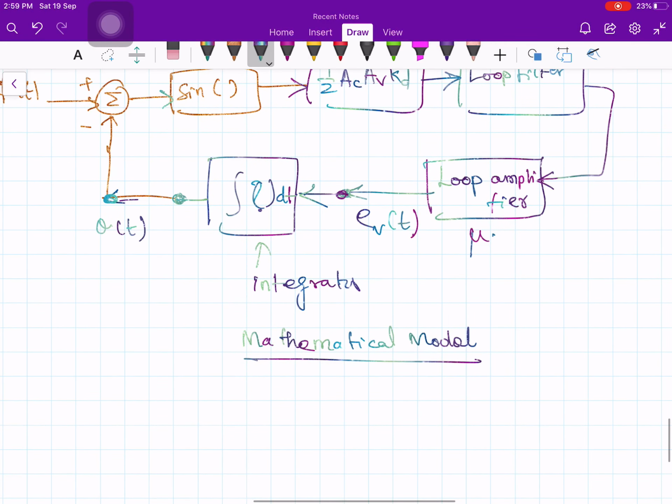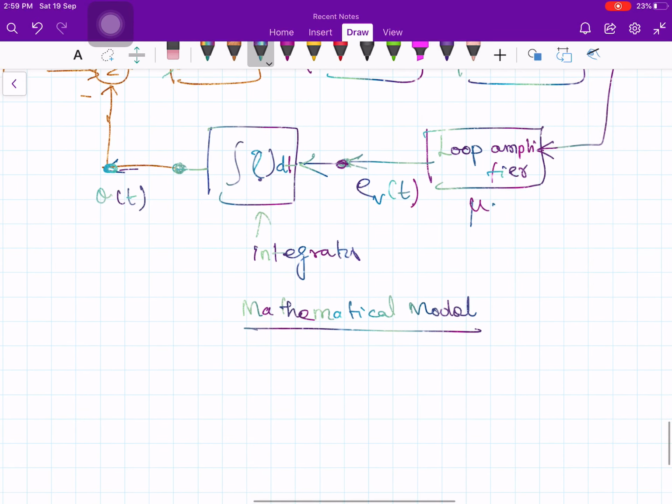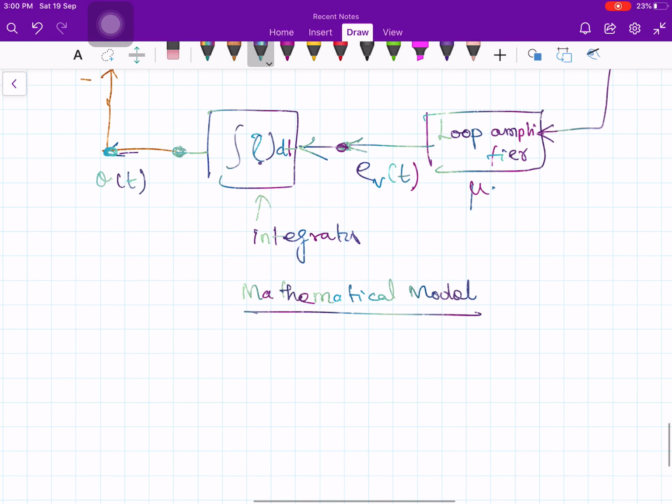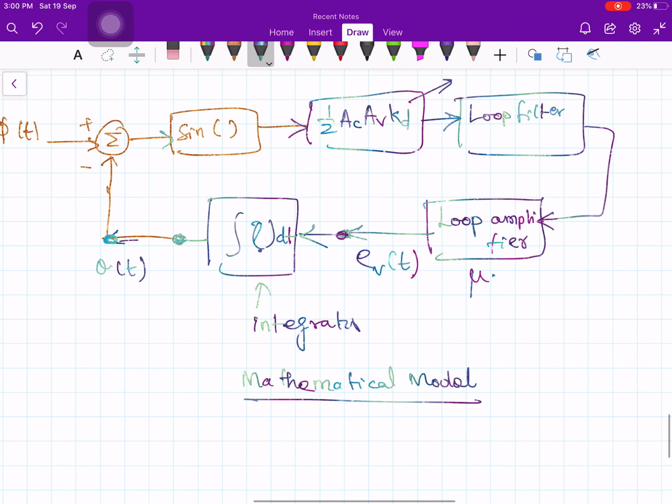From this mathematical model, you can study how this works, how precisely, what it will be able to do and what it will not be able to do also. Now let us take this block diagram and do the analysis. We are going to do the analysis in two phases. So in phase 1, we will assume that somehow the loop comes in the lock condition.